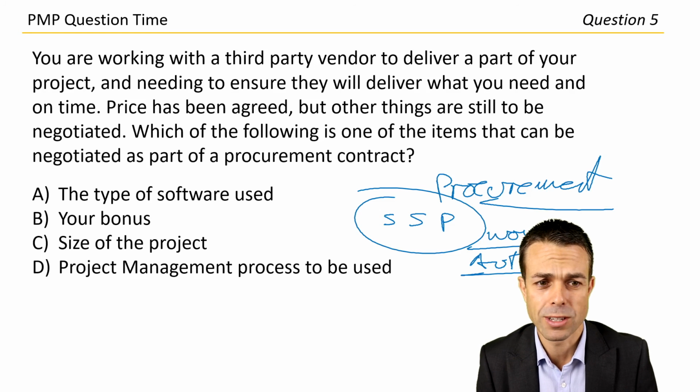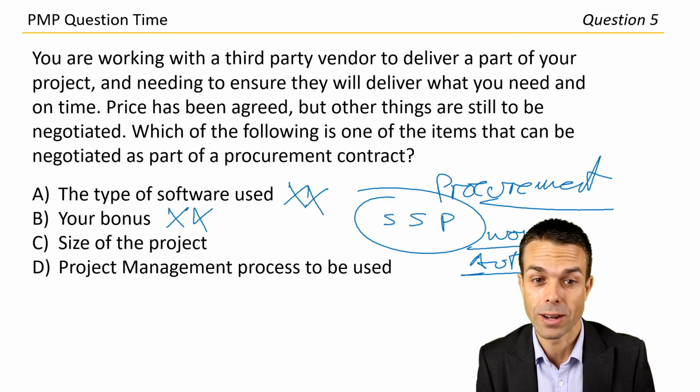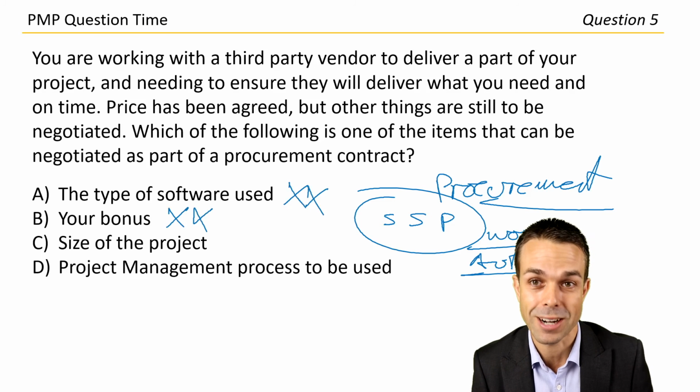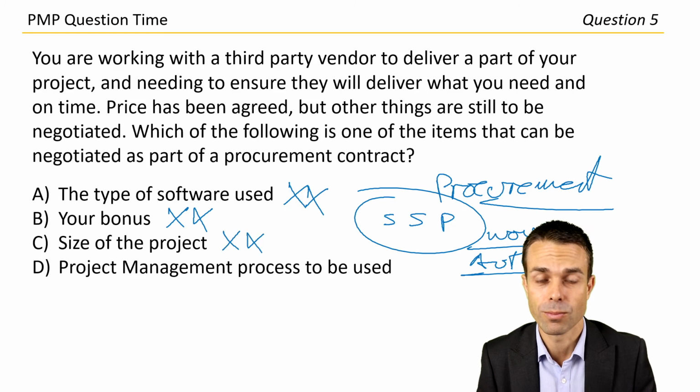So type of software to be used. No, not in that level of detail. Your bonus, wouldn't that be nice? But not that one either. As part of this procurement contract anyway, the size of the project, that's up to you. You're sort of letting them know what it is that they need to deliver.